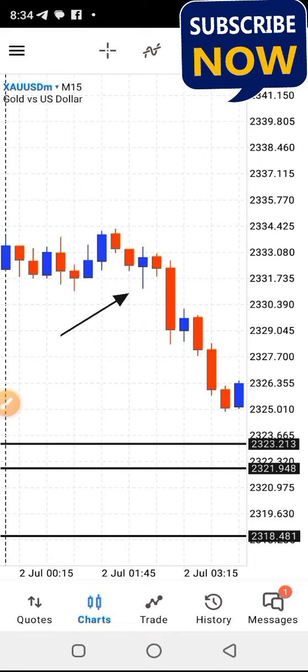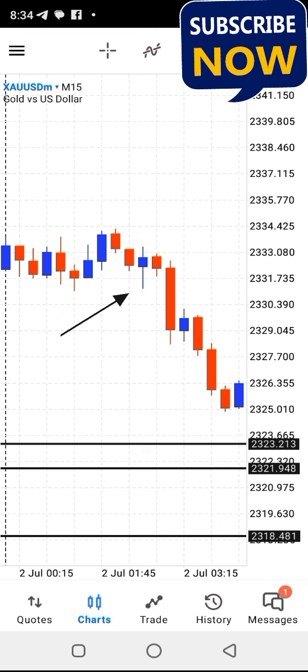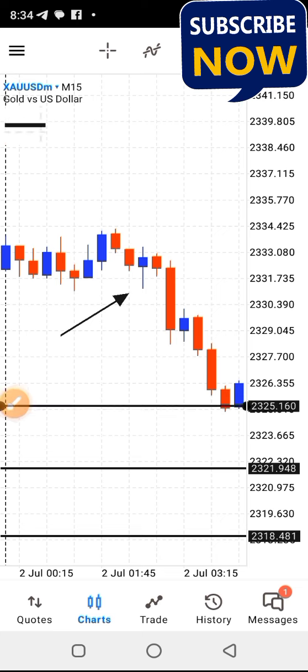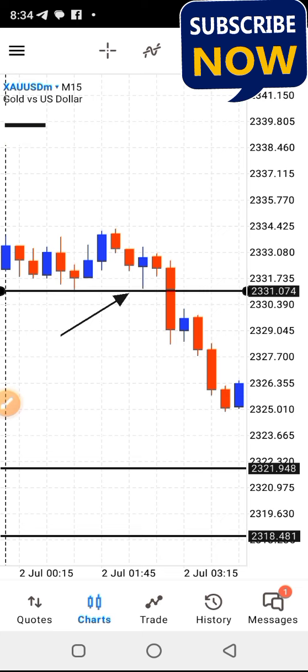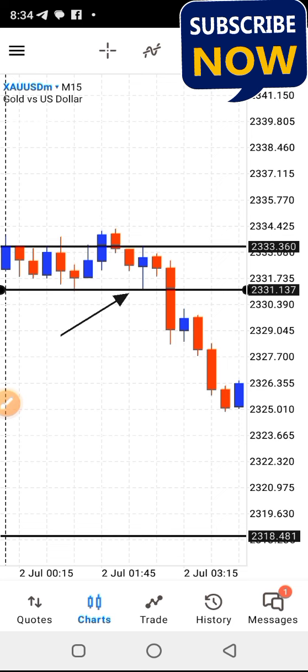Let's see another example that we have. We have price moving in the downwards direction. Look at this last blue candle before that push. Let's move this horizontal line to mark out its boundary, and you can see that it is aligning with a fair value gap.